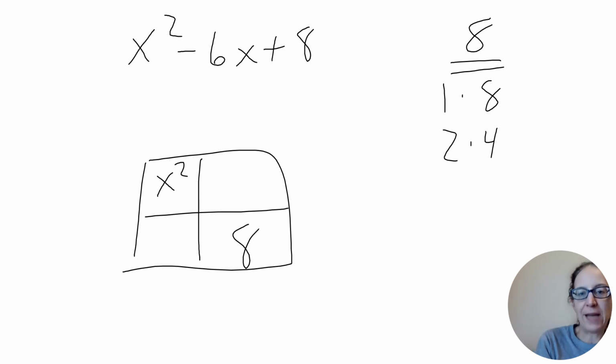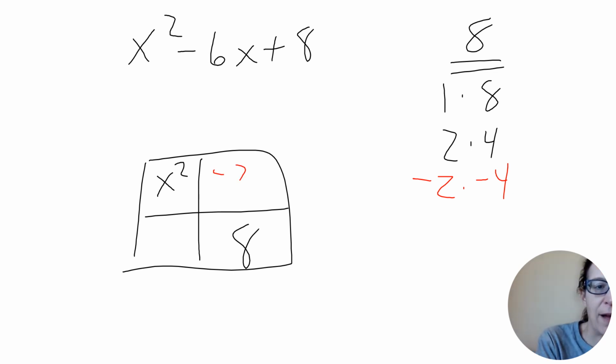If I want them to add up to 6, well, 1 plus 8 would give me 9. If I make one of them negative, I'll either get 7 or -7. So if I subtract them, I get a 7. That's still not what I want. If I do 2 plus 4, I'll get +6. But if I want a -6, I could use -2 and -4. I could make them both negative, and that will work. -2 times -4 gives me +8, and -2 plus -4 is -6.